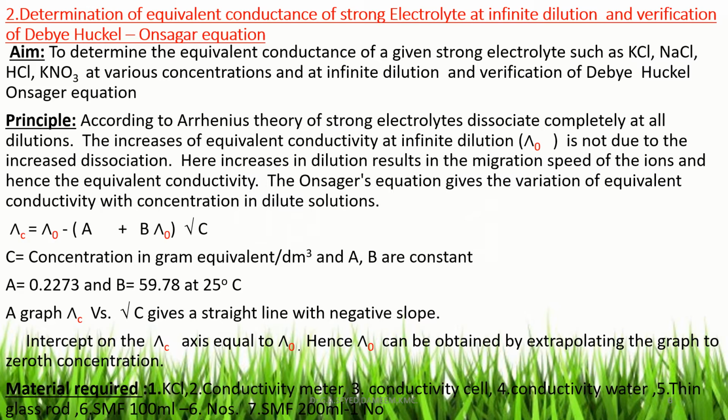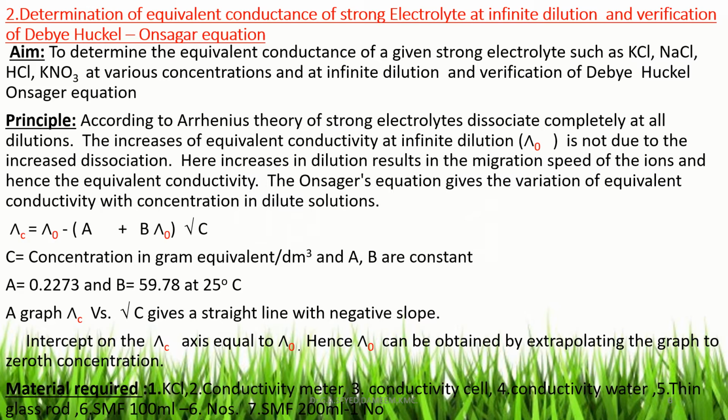The Debye-Onsager equation is lambda c equals lambda 0 minus (a plus b lambda 0) root c. This equation is in the form of a straight line equation. On plotting lambda c versus root c, we get a straight line with a negative slope, and extrapolating the straight line to zero concentration, we get the value of lambda 0 of the given electrolyte. That is the principle of the experiment.